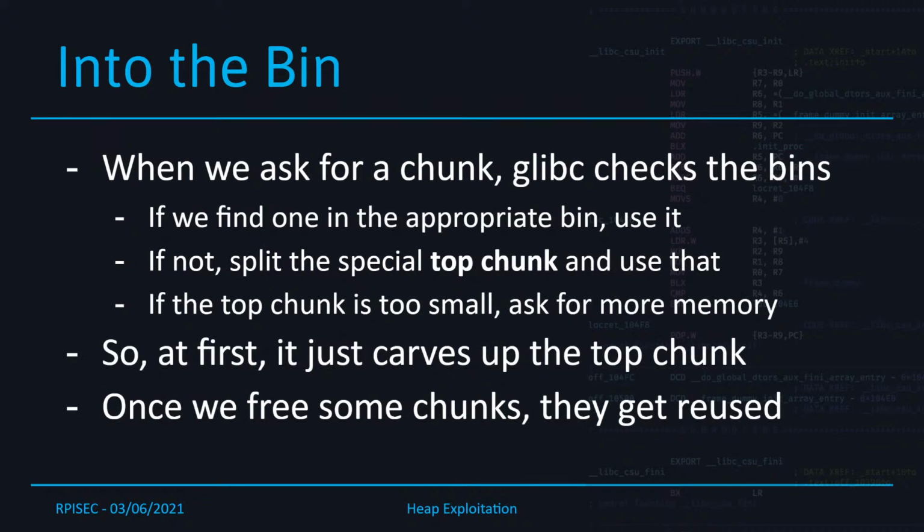So when we ask for a chunk, when we try to do a malloc, glibc will check those bins. If they find something of the appropriate size, they use it. And it will use the first thing that looks appropriate. So you can get a chunk that's actually larger than you need.